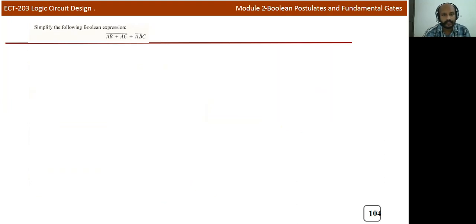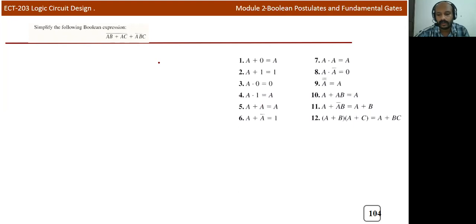Now we can discuss another question. Here it is given ab plus ac, the whole bar, plus a bar b bar c. Now these are the rules that we discussed in the previous lecture.